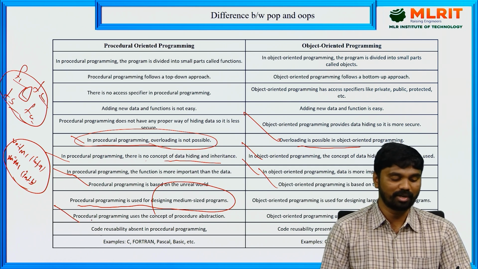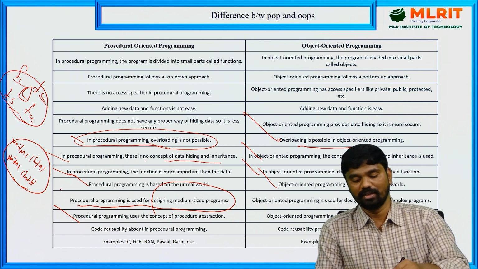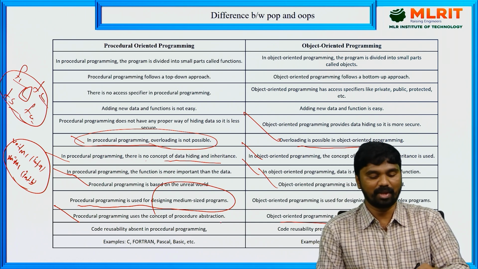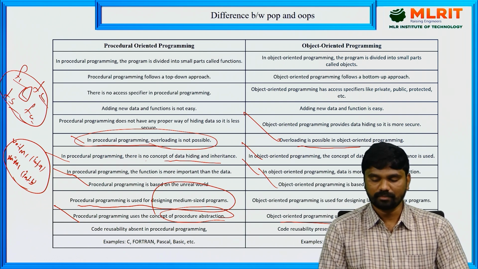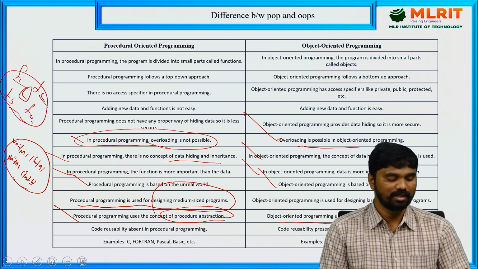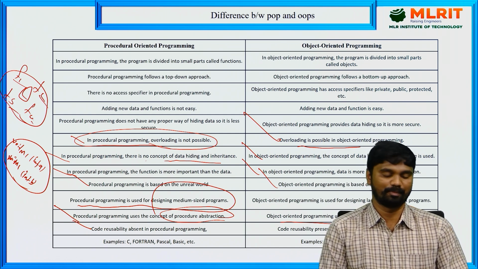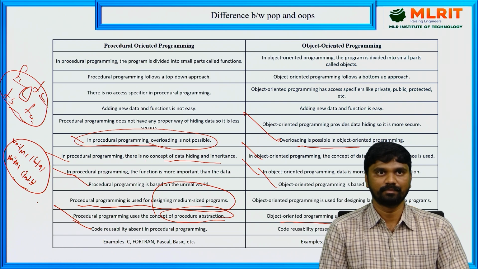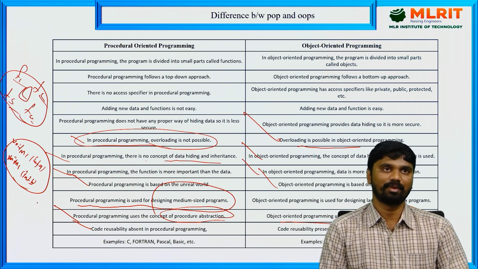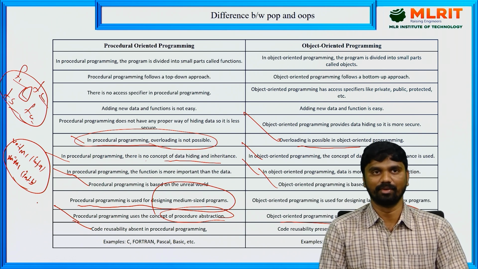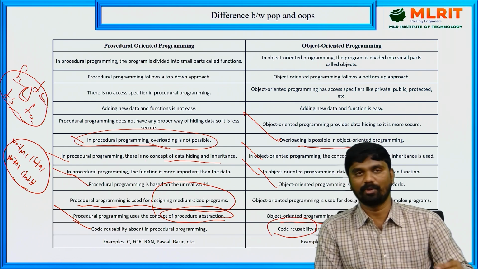Next, one more important point here is procedure programming uses the concept of procedure abstraction, but object oriented uses data abstraction. Compared with procedure abstraction, data abstraction is a very big advantage, right? Next, code reusability. Code reusability is absent in procedure programming languages. Code reusability means without rewriting once again, we just reuse the existing code. But this concept is available in object oriented programming language.